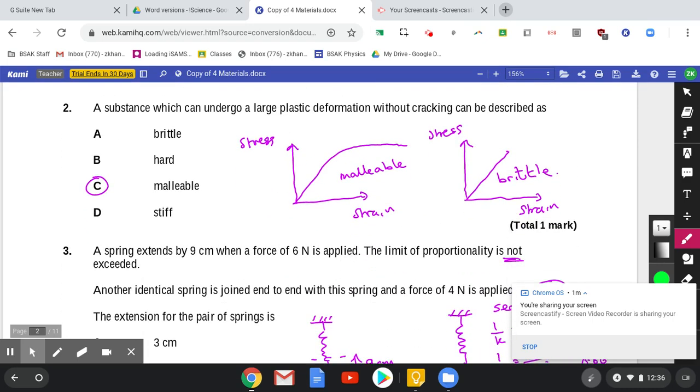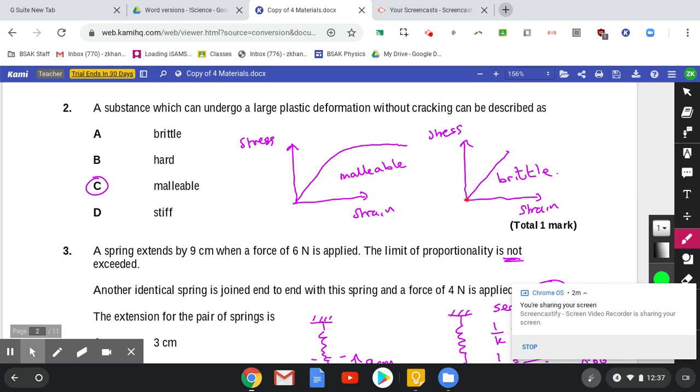Question 2, multiple choice here. I want to just go over the idea of what brittle and malleable are. A stress-strain graph for a malleable material will maybe follow Hooke's law up to a point, and then beyond the limit of proportionality, you get plastic deformation. This here is where the material starts to get longer and longer, i.e. the strain increases, the extension increases for a small amount of stress. And that's a malleable material.